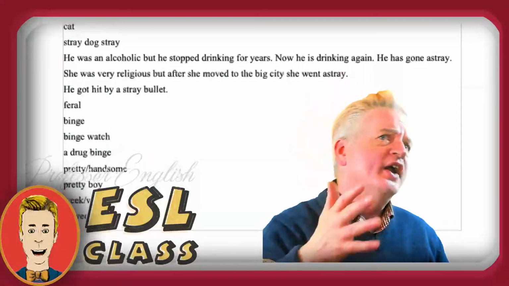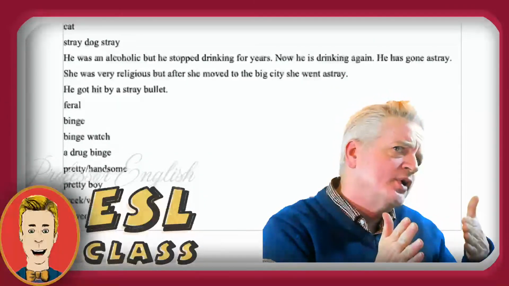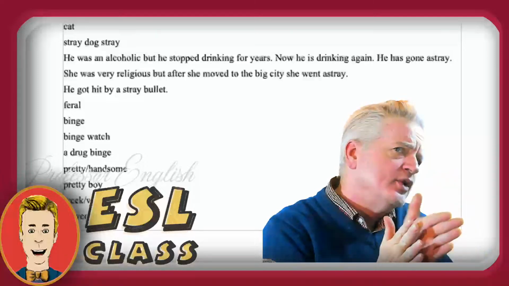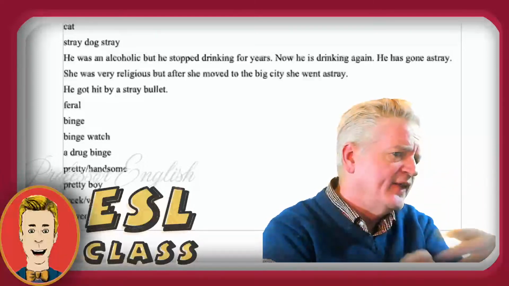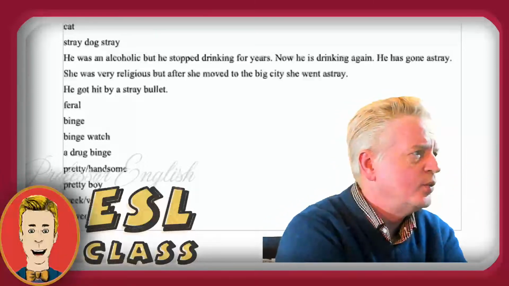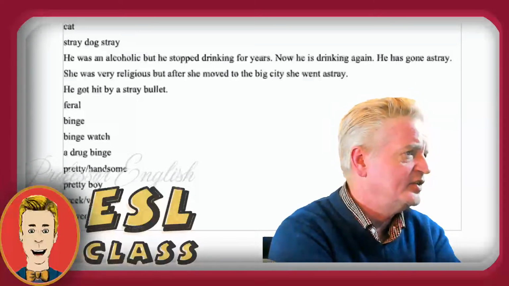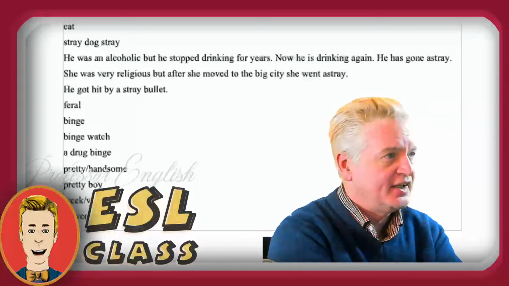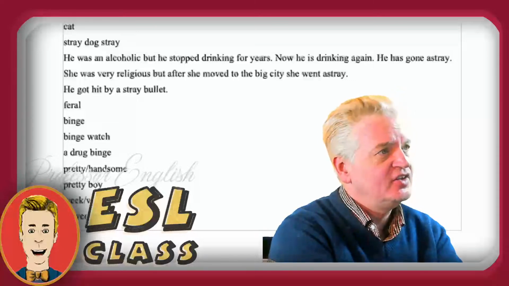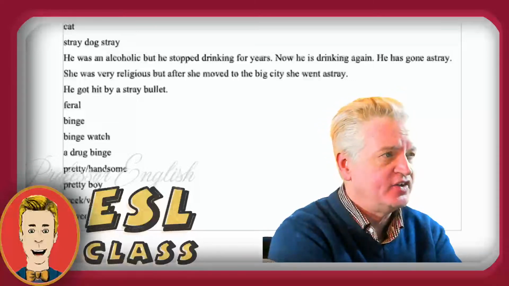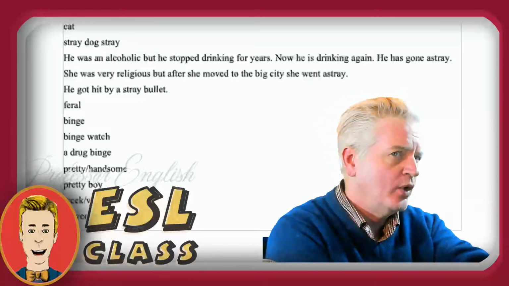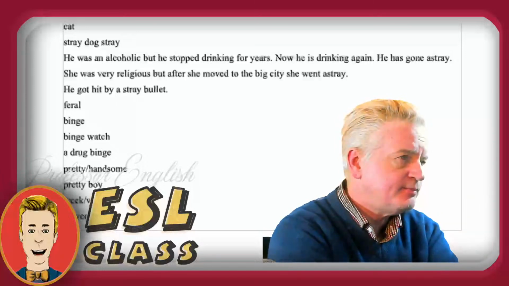So to go astray means you were going in the right direction and now you're going in the wrong direction. And then the examples that we used were, he was an alcoholic, but he stopped drinking for many years. Now he's drinking again. And in this situation, you would say he's gone astray. He is now going in the wrong direction.